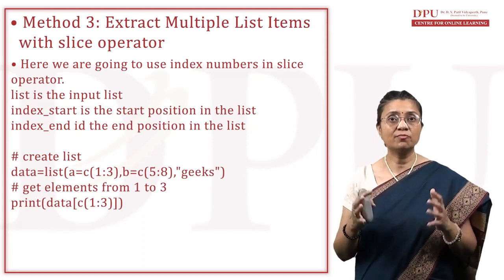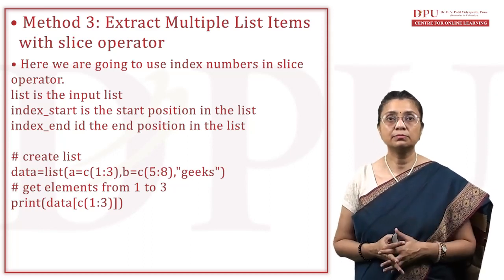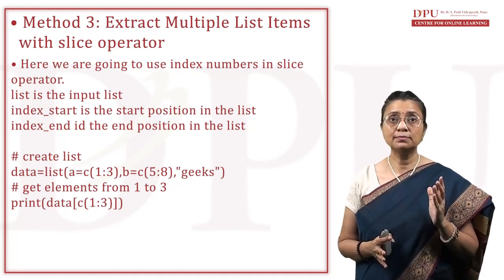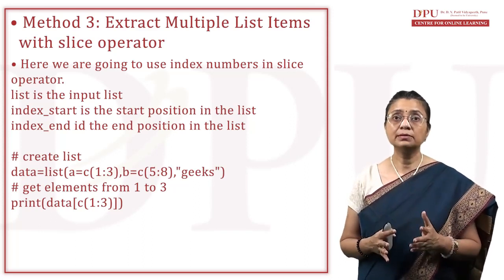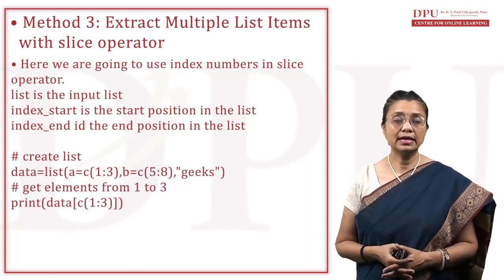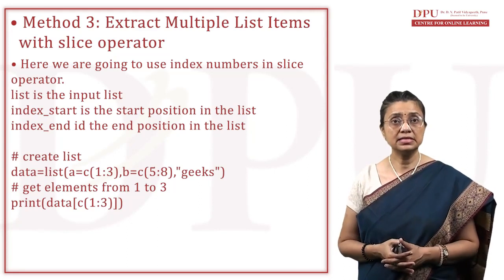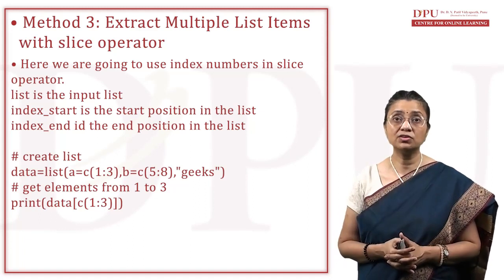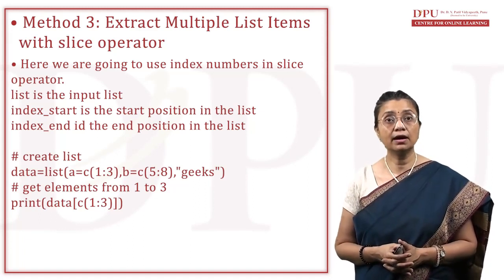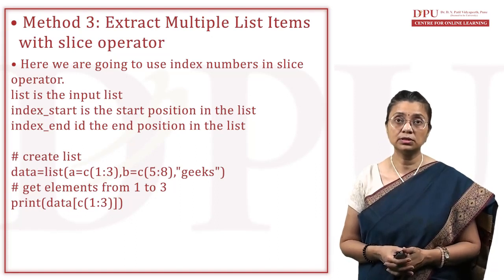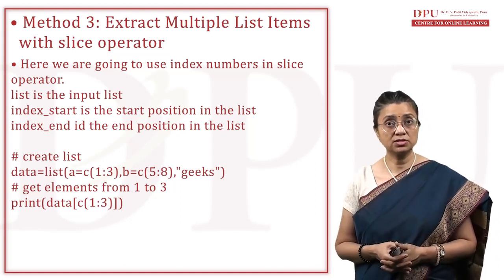Within the list, we have brackets, and in the brackets, we have a variable a, which is equated to 1:3. This means that variable a will be 1 till 3. For variable b, it will be 5 till 8. And for geeks, it will be geeks. So you can get elements from 1 to 3. Print data c1:3. So how are we calling? First of all, we have given the data over there, and then we are extracting the values. So you can see over here that data is equal to a list of values where the first one is 1:3 and the b is 5:8 and geeks.